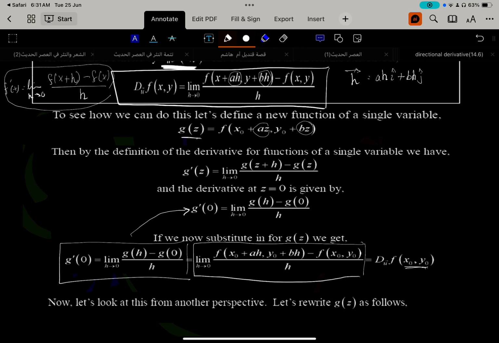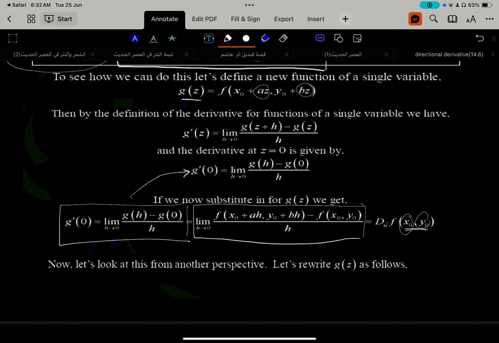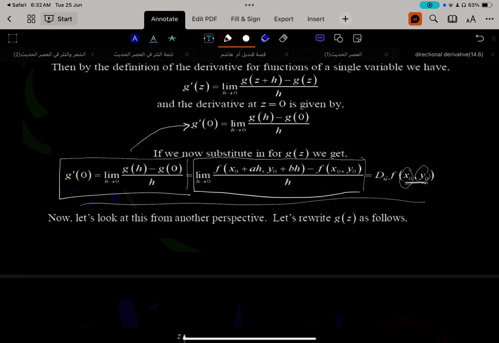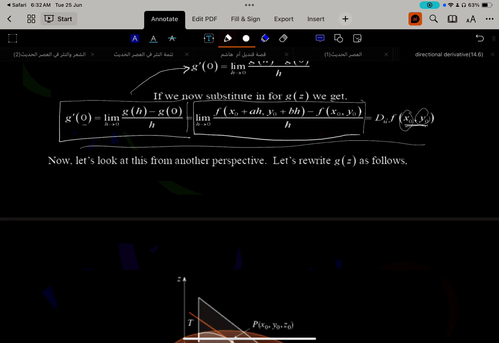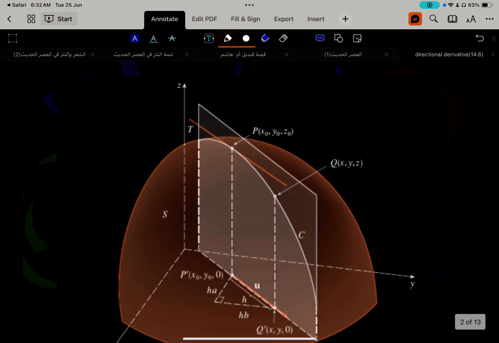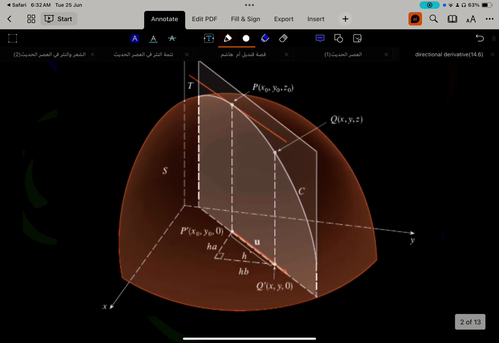So instead of x, we're just going to plug in x naught, and instead of y, we're going to plug in y naught, and same for here. So what do we get? This is the formula. This gives us a formula for the directional derivatives at 0. Okay, I wanted to show you this.